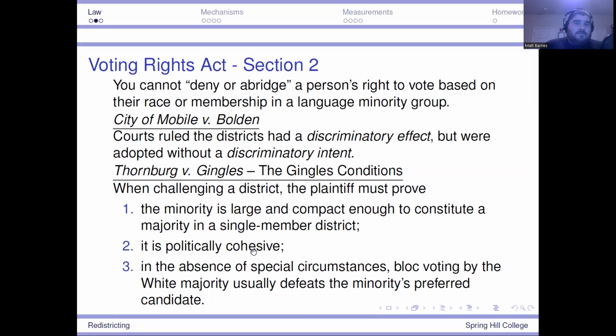You need to prove that it's politically cohesive, meaning they tend to vote together. And you need to prove that in the absence of special circumstances, so in general, block voting by the white majority would usually defeat the minority's preferred candidate. So you need to say the minority is large enough to constitute their own district. They tend to vote the same way, and their voting interests are usually suppressed by a white majority in another district.